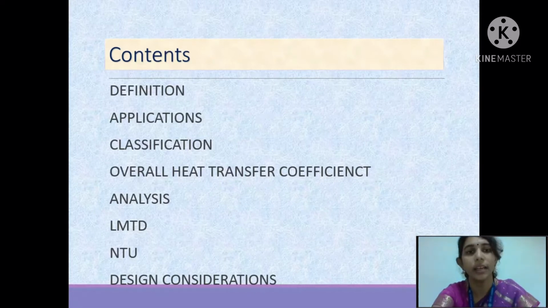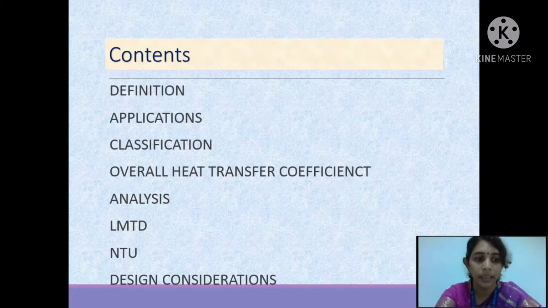So today I'll just list out the topics that we are going to discuss. The first one is how we are going to define the heat exchanger and where the heat exchanger really finds its applications. Next is the classification of heat exchangers, based on what all criteria we'll be classifying the heat exchanger. Then the overall heat transfer coefficient, that is capital U. Why we'll have to deal with this overall heat transfer coefficient, I'll tell you.